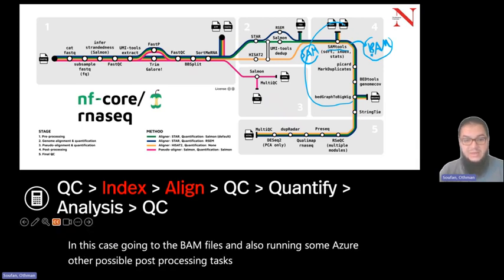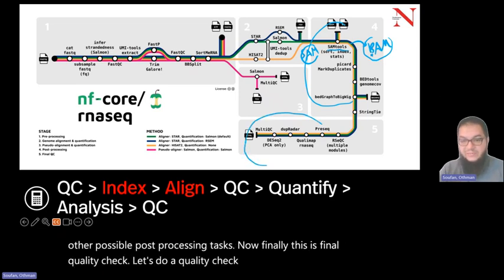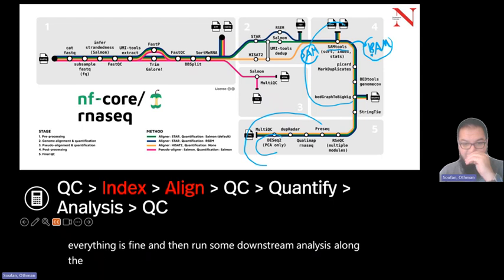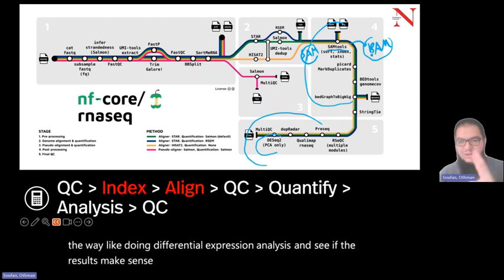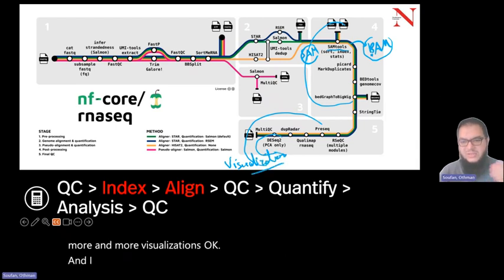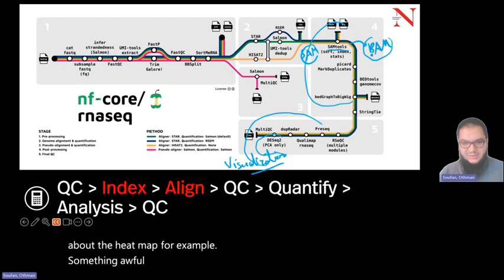Now, finally, this is the final quality check. Let's do a quality check again and make sure everything is fine, and then run some downstream analysis along the way, like differential expression analysis, and see if the results make sense, right? And usually here is where we start doing more and more visualizations, okay? And I personally love visualizations in this domain. Think about the heat map, for example, something hopefully we'll see later on.